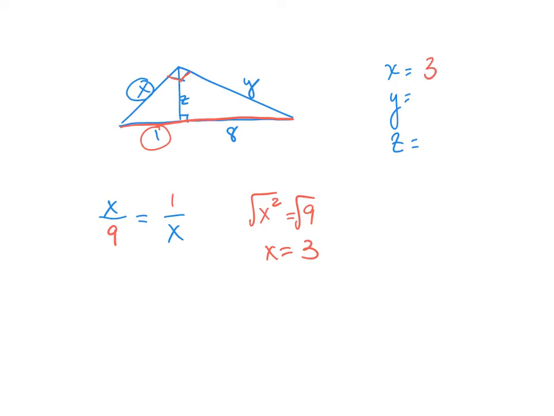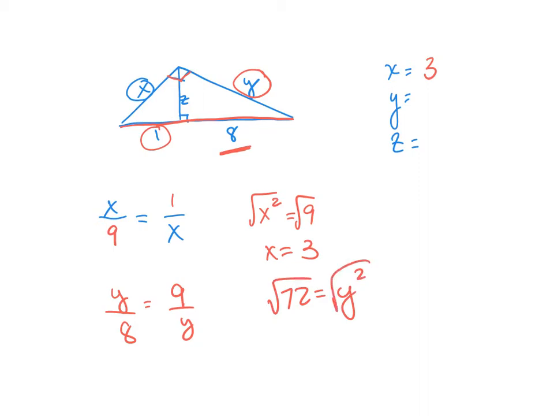So when we find y, the leg is the geometric mean, so y goes in two places. Got it? Between the whole hypotenuse, which is 9, and the piece next to that leg, which is 8. So this one's going to be 72 equals y squared. And the square root of 72 is 8 point something. 8.48. That's your y.